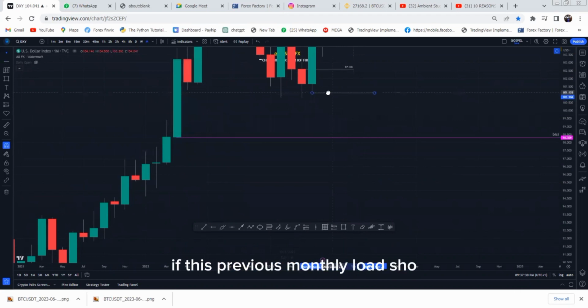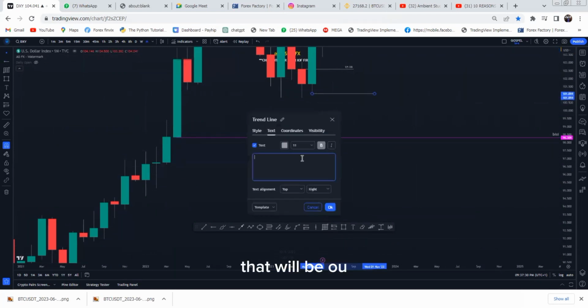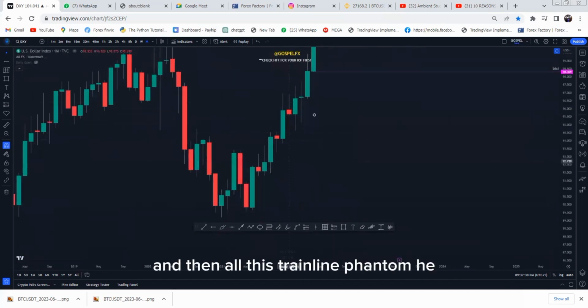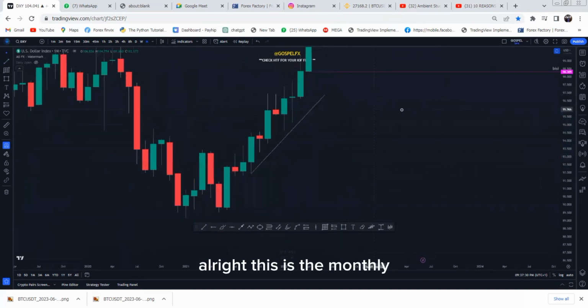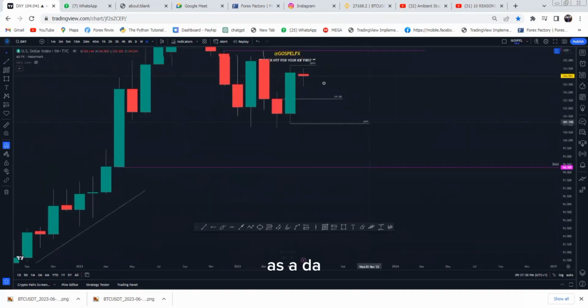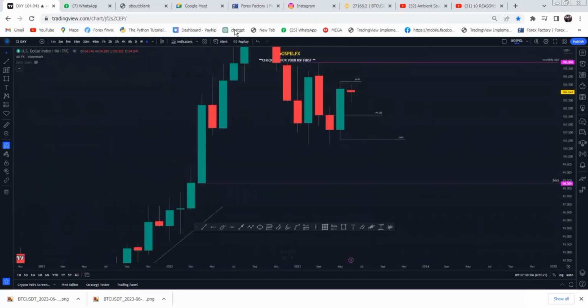If this previous monthly low is taken, then this will be our first target, and then all these trend line phantoms here, price will clear them with time. All right, this is the monthly chart, but this is not the chart you are going to be focusing on as a day trader, right? You just need to have a bigger picture of what to expect. So that's what we are likely expecting on the monthly chart.